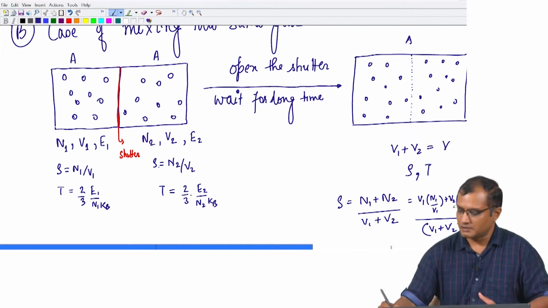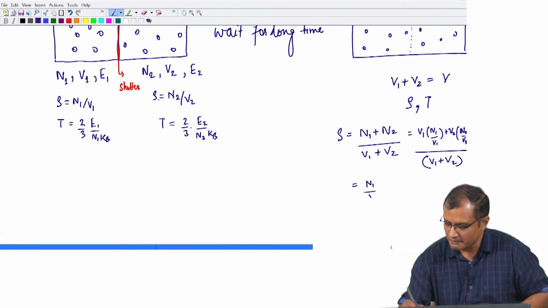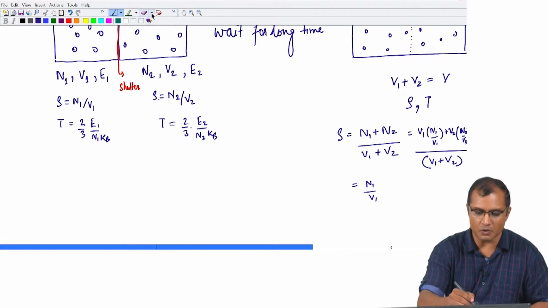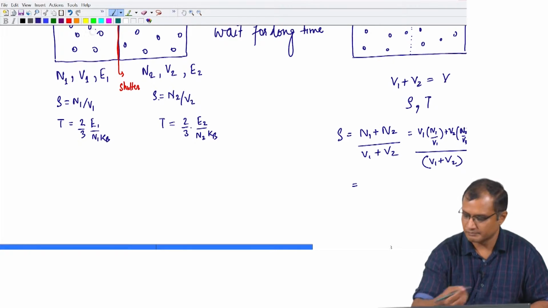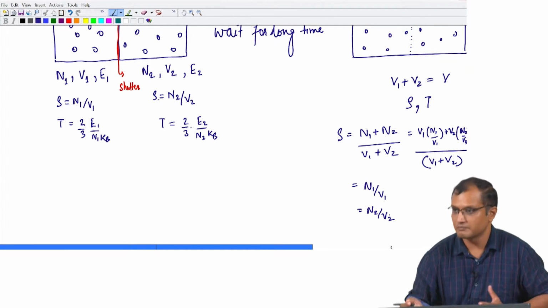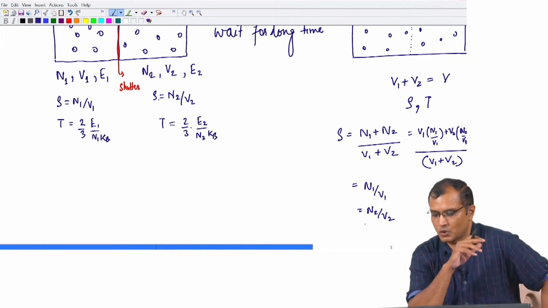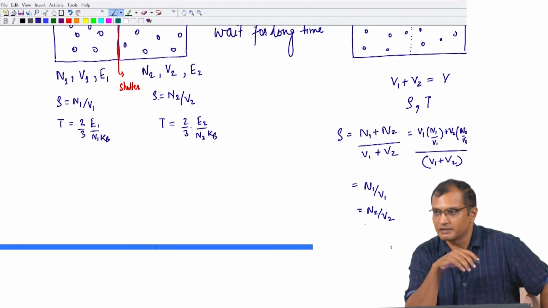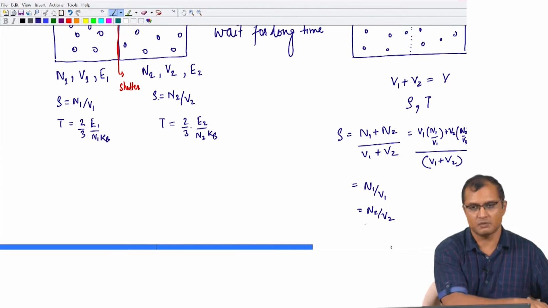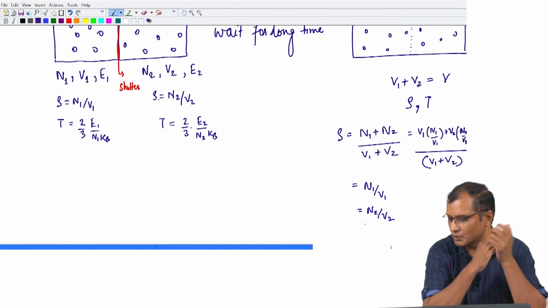This is just N1 by V1. If I take it as rho, it remains the same. So, it is either N1 by V1 or it is N2 by V2, which is nothing but your rho. Okay. So, N1 by V1 is rho and N2 by V2 is also rho, like I have taken here. So, I can substitute rho from both sides. What I get is rho plus rho divided by 2. So, it is just rho itself.